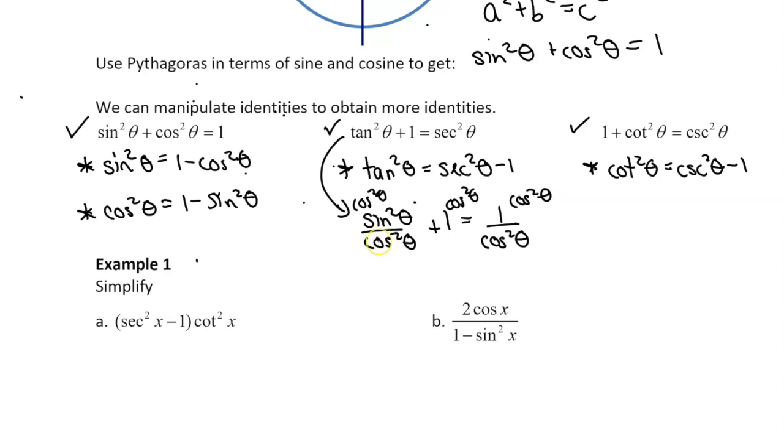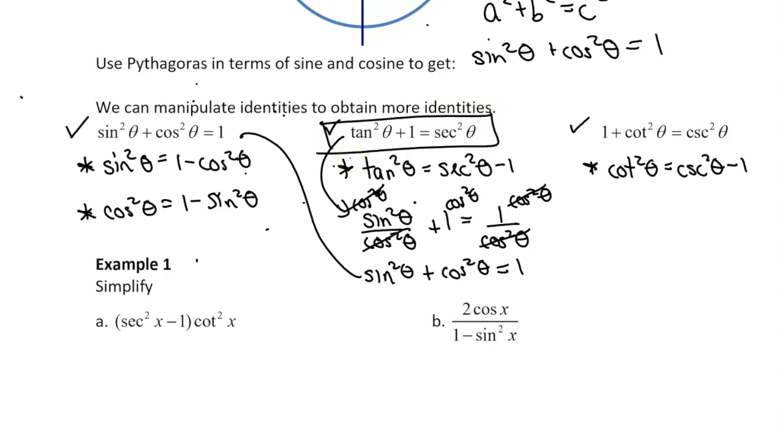If we do that, then our cos squared thetas cancel out here and here, and we'd be left with a statement that would say sine squared theta plus cos squared theta is equal to 1. And we know that's true because of our previous Pythagorean identity. So because of that, we know that tan squared theta plus 1 equals secant squared theta.